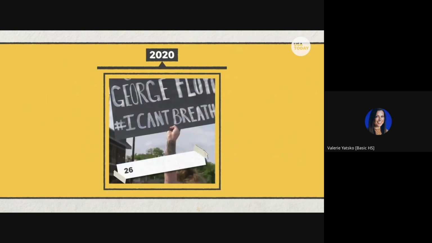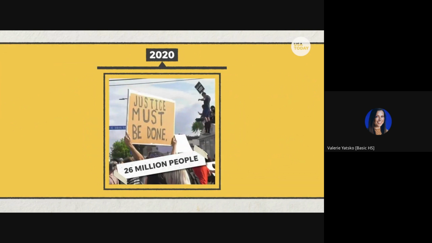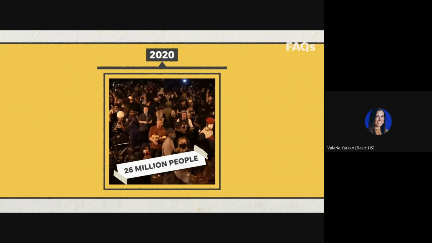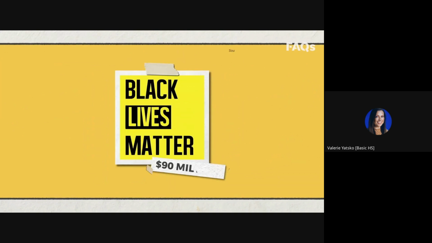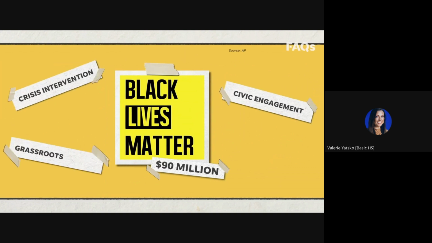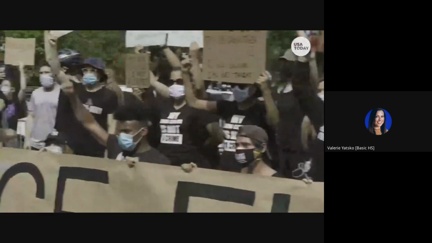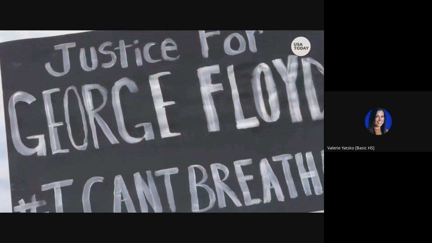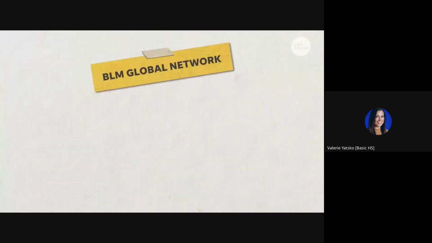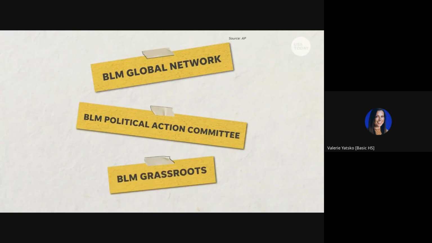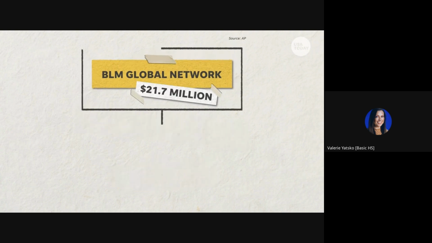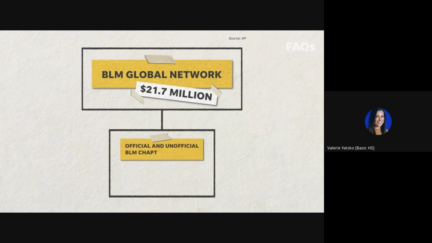In 2020, as many as 26 million people participated in demonstrations protesting the killing of George Floyd. By the end of the year, Black Lives Matter raised $90 million, which went to expenses like crisis intervention, civic engagement, and grassroots funding. The killing of George Floyd also changed the demographics of support towards Black Lives Matter. Nearly 95% of the protests happened in majority white counties. Today, there are 3 entities of Black Lives Matter, including the nonprofit BLM Global Network Foundation, which committed $21.7 million in grant funding to official and unofficial BLM chapters, as well as 30 Black-led local organizations.